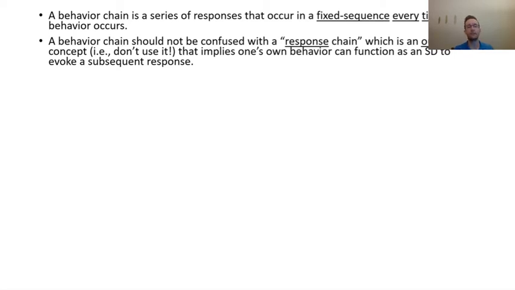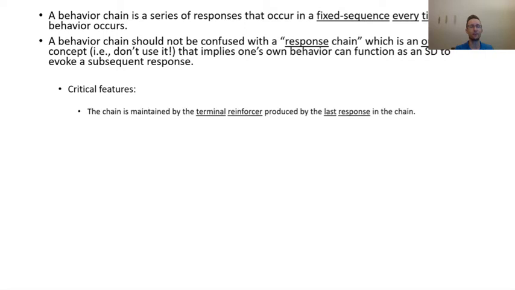Behavior chains consist of component responses that occur. We'll show you the critical features. The chain is maintained by a terminal reinforcer produced by the last response in the chain. Along the chain there are what we call links, and I'll talk about them in a moment. Each link also serves as a conditioned reinforcer, but no single link in the chain can maintain the whole chain. The only consequence or reinforcer that maintains the occurrence of the behavior chain in the future is the terminal reinforcer, which is produced by the last response in the chain.